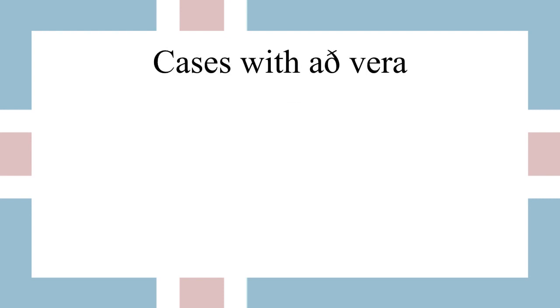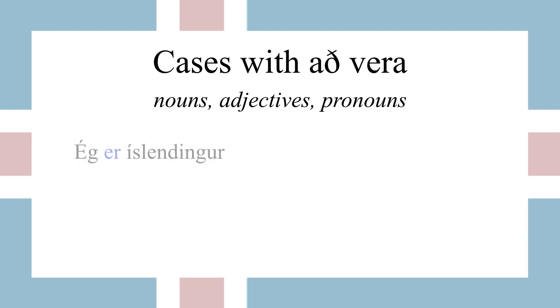Okay, an important part of the verb að vera is what comes on the other side. If you're saying I am something or she is something, we need what's called the predicate, the second half of the sentence. Now there are three types of words that can come after að vera, and that is a noun, an adjective, or a pronoun. So here's an example. Ég er Íslendingur. So we have I am an Icelander. Íslendingur is a noun.